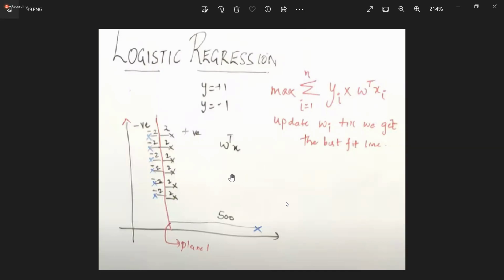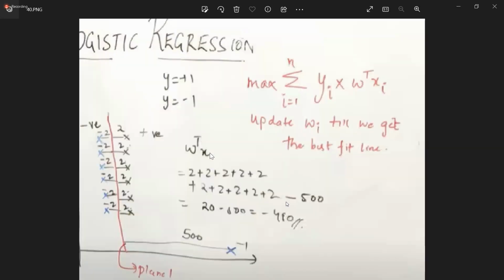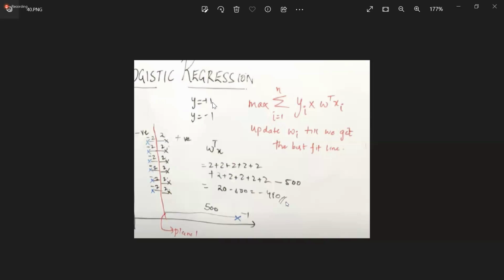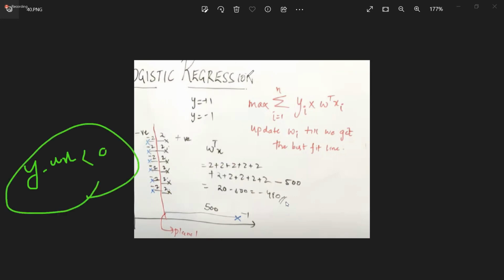Now y into wx. So what is y into wx? Can I get y into wx? 1 into 2, 1 into 2, 1 into 2, 2 plus 2 plus 2 plus 2, isn't it, guys? Now this side, minus 2 into minus 1, minus 2, minus 1. What is 2 plus 2? So minus 480. Is minus 480 y into wx greater than 0 or less than 0? Less than 0, isn't it, guys? So y into wx is less than 0.